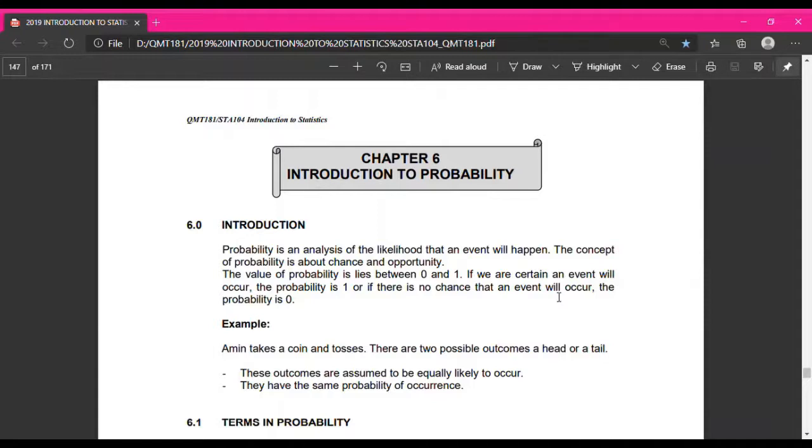You dah belajar probability. So actually, probability adalah a chances. Okay, the peluang, a chances and opportunity. It's about the chances and the opportunity. It is an analysis of the likelihood that an event will happen. Kita boleh check berapa persen that event will happen. Itu dipanggil probability. Okay, generally, the value of the probability lies between 0 and 1. Value probability tak boleh lebih dari 1 and cannot be negative value.